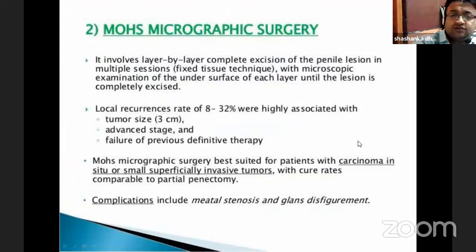Okay, Mohs micrographic surgery, just a couple of lines about it. It involves layer by layer complete excision of the penile lesion in multiple sessions, fixed tissue technique, and a microscopic examination is done of each surface until the lesion is completely excised. The local recurrence rate is 8 to 32%, and with higher tumor size and advancing stage, it would not work. So it is basically suited for carcinoma in situ or small superficial invasive tumors with cure rates comparable to partial penectomy. By this method, you can preserve maximum length of the penis while ensuring tumor-free status. Complications are meatal stenosis and glans disfigurement.